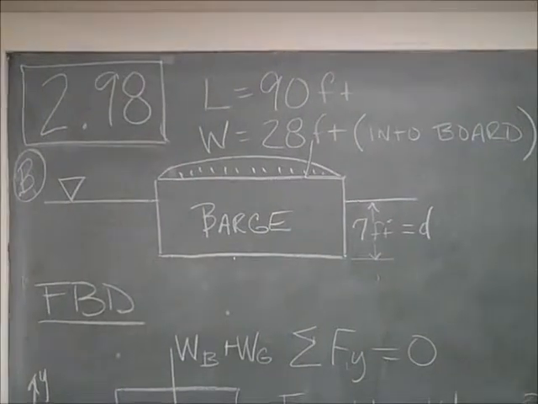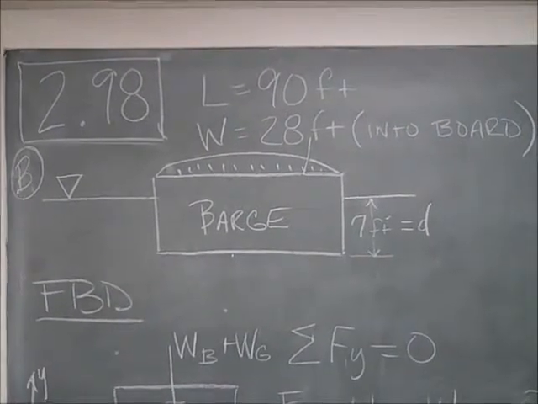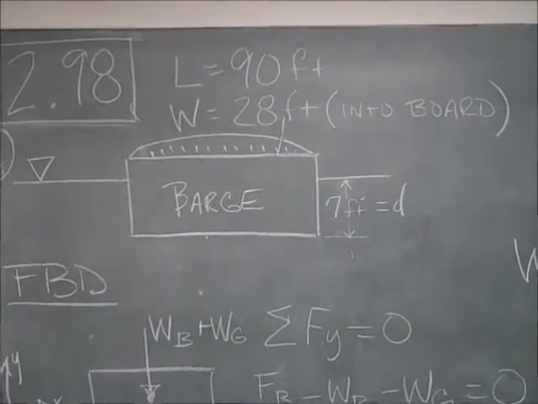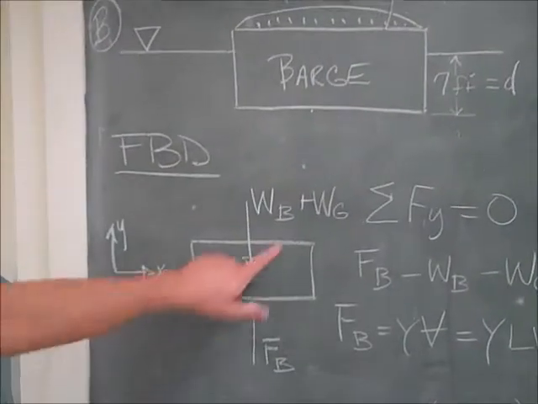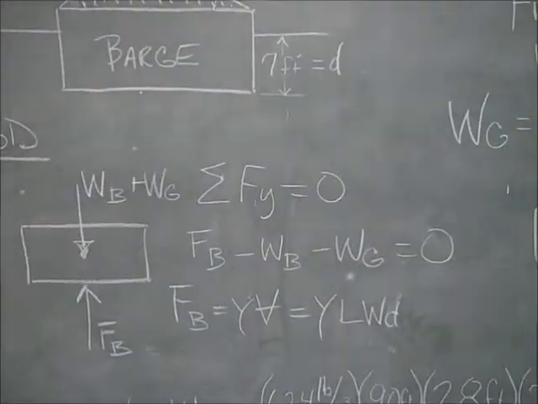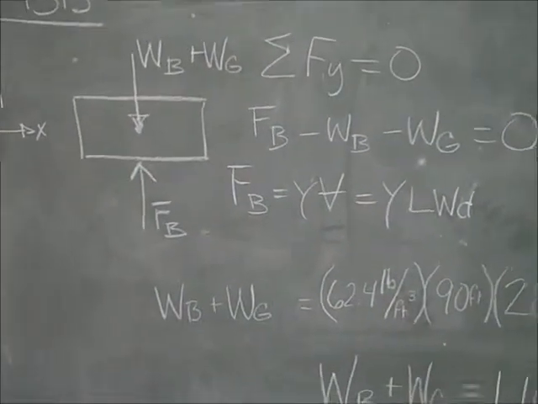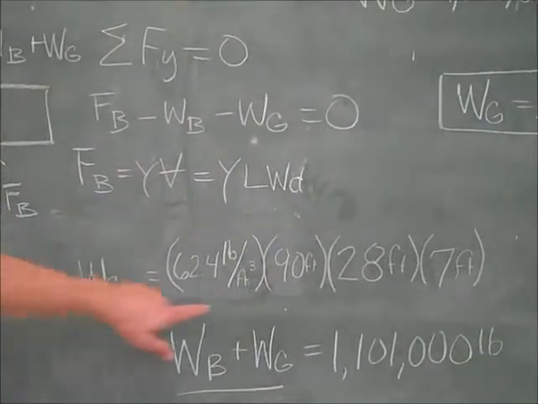Alright, so part B is basically a spin-off of part A. The only difference is that rather than being submerged 5 feet, it's now submerged 7 feet. And so the only change to the free body diagram is the added weight of the grain that we were trying to find. So we sum the forces again, equal to 0. And we found the buoyant force the same way as before, just changing the volume dimension to 7 feet instead of 5 feet.